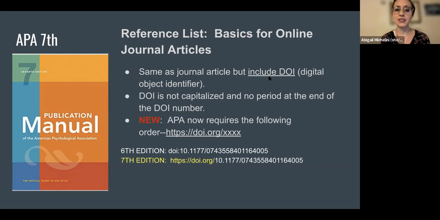So they created these more stable DOIs. In the 6th edition, it was just the numbers because it wasn't clickable. Now in the 7th edition, this is a clickable link that you can click on from the paper and go straight to it. So include that HTTPS at the beginning.